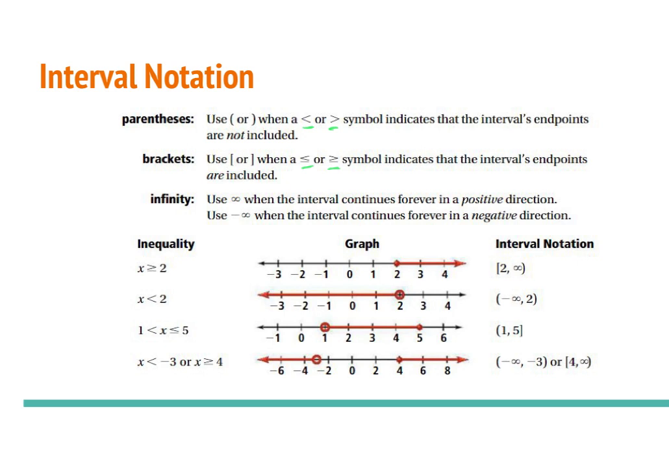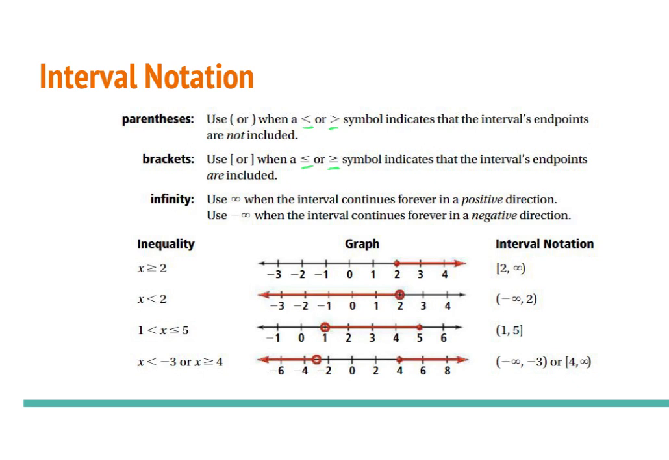So if our inequality was x is greater than or equal to 2, that would be a closed bracket at 2, and then a parenthesis at infinity, because it goes all the way from 2 to infinity. So that's our interval notation, okay? If x was less than 2, then at 2 we would have an open parenthesis, and then negative infinity would be on the left side, okay?